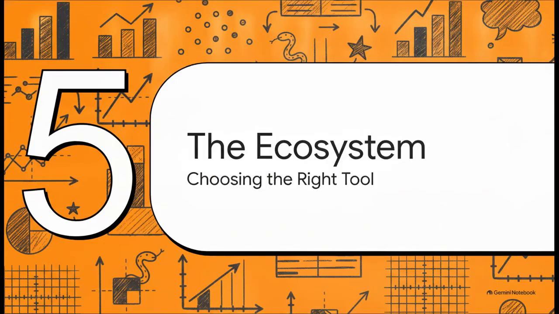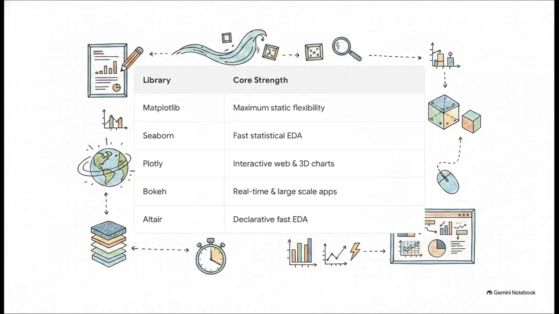All right, Section 5, the visualization ecosystem. It's time to choose the right tool for the job. Okay, this is it, your ultimate cheat sheet for our entire data visualization block. When should you use which library? Well, choose Matplotlib when you absolutely need maximum flexibility and fine-grained control for static images, like if you're publishing a printed report. Choose Seaborn when you want fast, beautiful statistical visualization right out of the box.